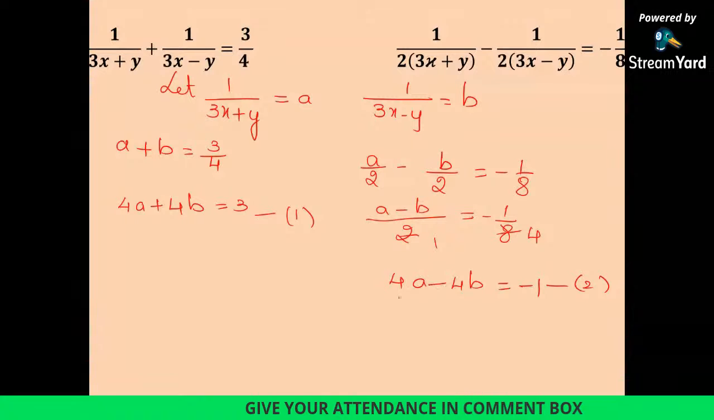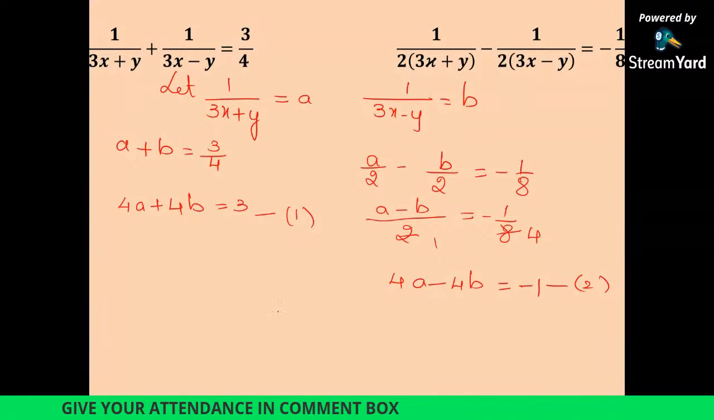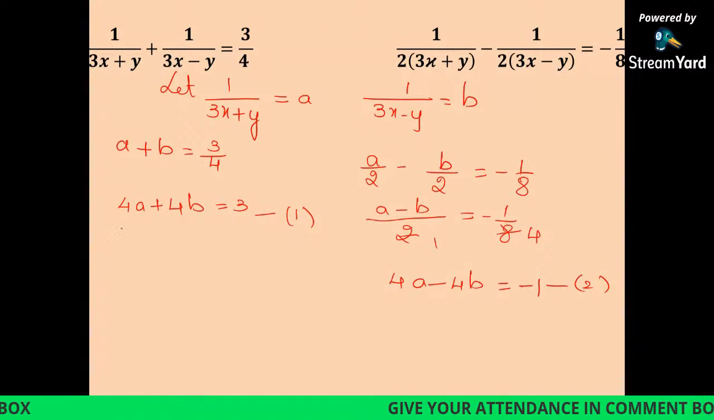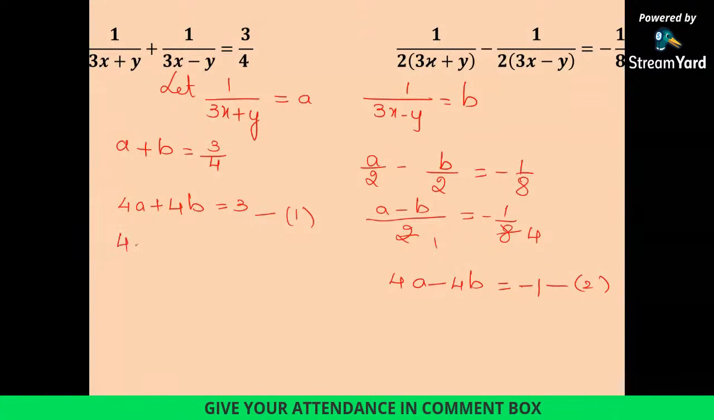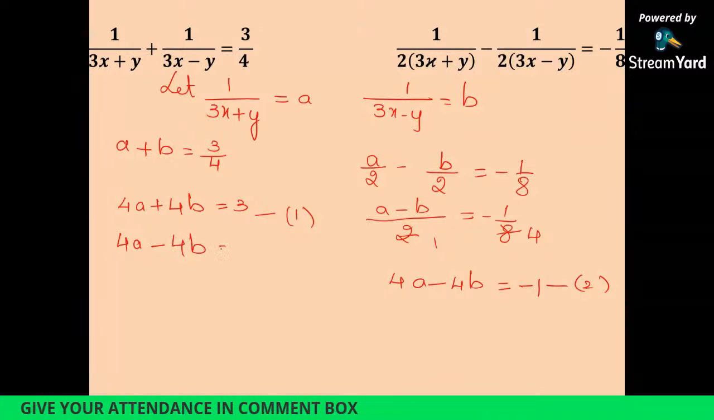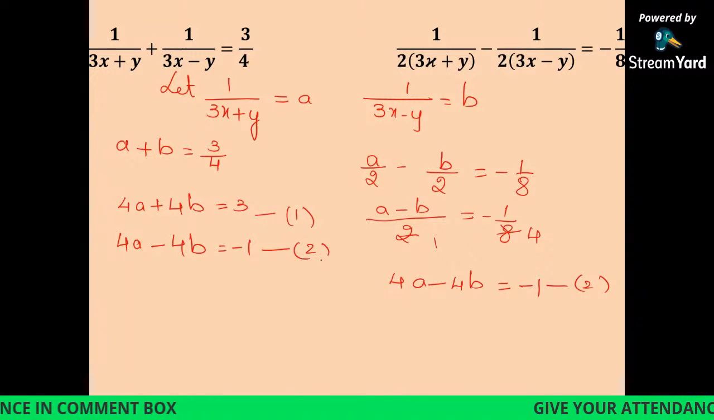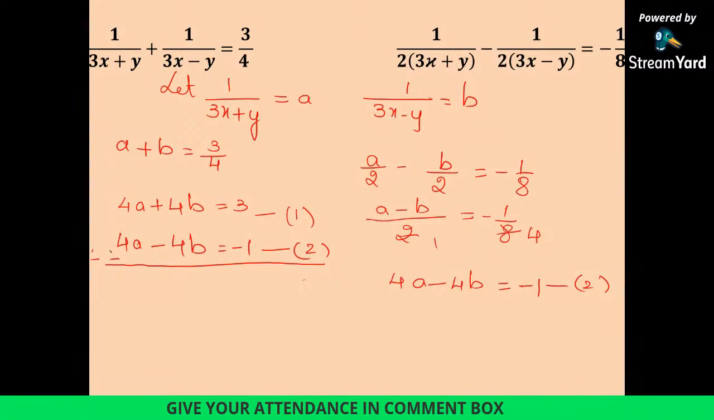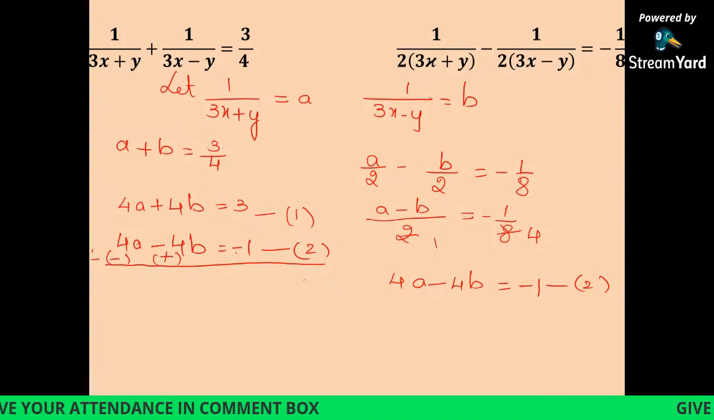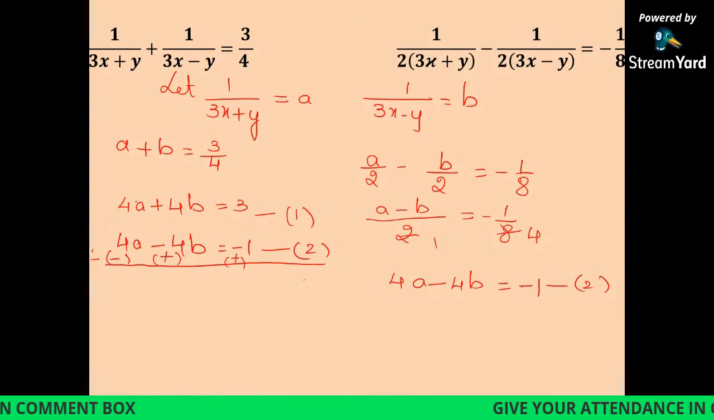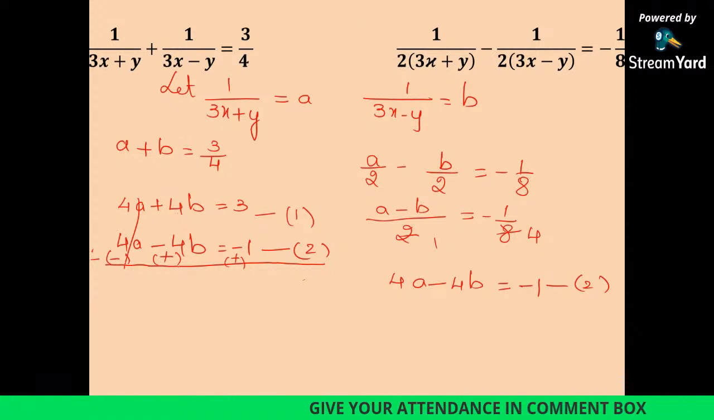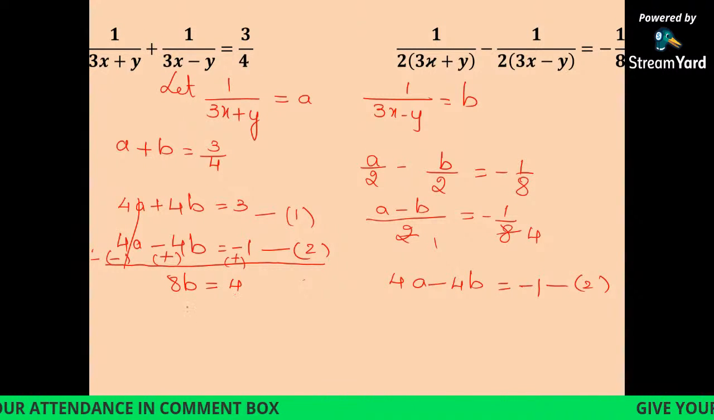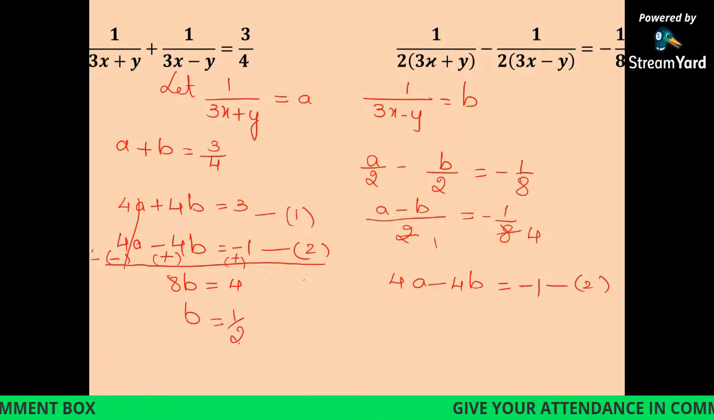The one thing you can observe here, we are having same coefficients, means it is easier, no need to go for further multiplication steps. Directly I will write the second equation here only. 4a minus 4b is equal to -1. This is our second equation. Next step is changing the signs. If you see here, 4a minus 4a will get cancelled. 4b plus 4b will give you 8b is equal to 4 and b is equal to 1 by 2.